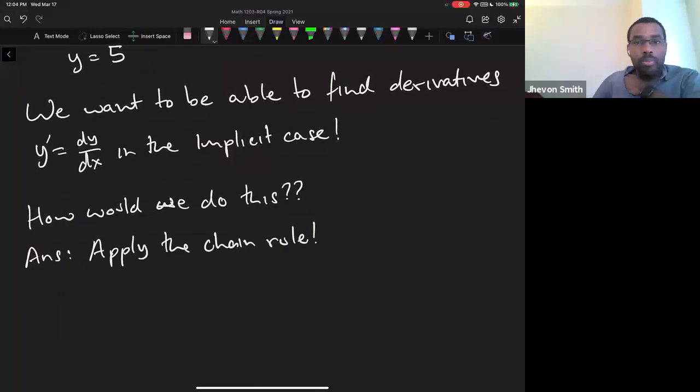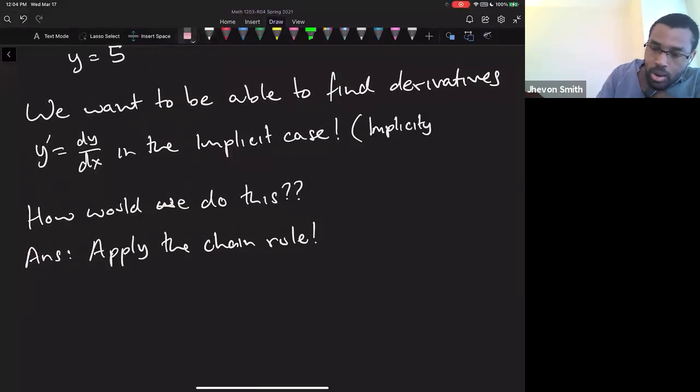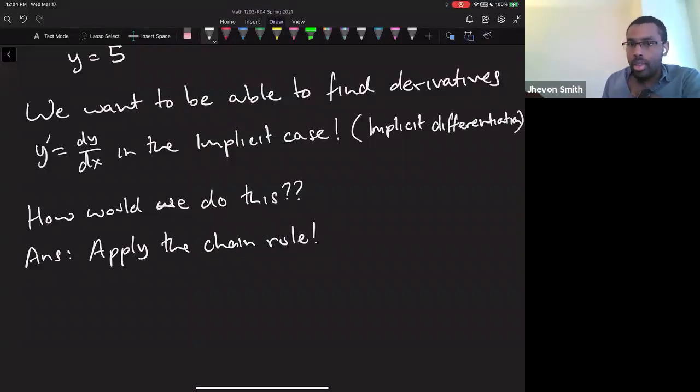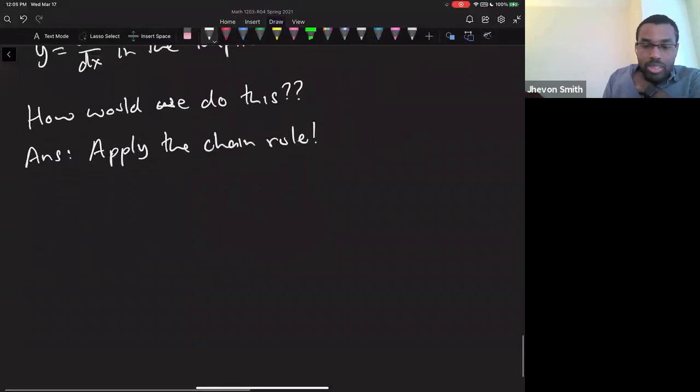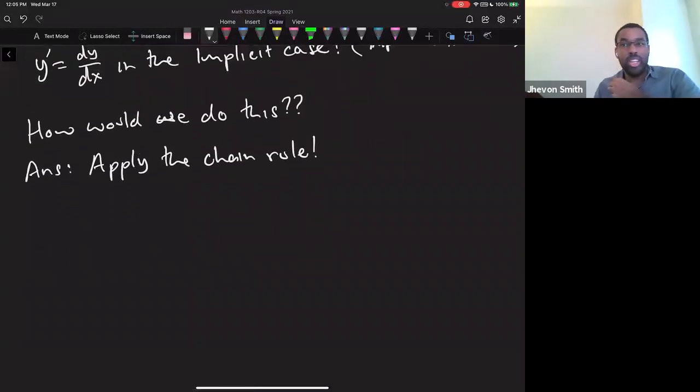So to find a derivative in the implicit case, this is called implicit differentiation. It's when you're trying to find y prime, however, you don't actually know what the y is explicitly, because it's kind of mixed up with the x's. How do you actually figure out what the y prime is going to be? Through implicit differentiation. And implicit differentiation is really just another application of the chain rule. I told you guys the chain rule was super important.